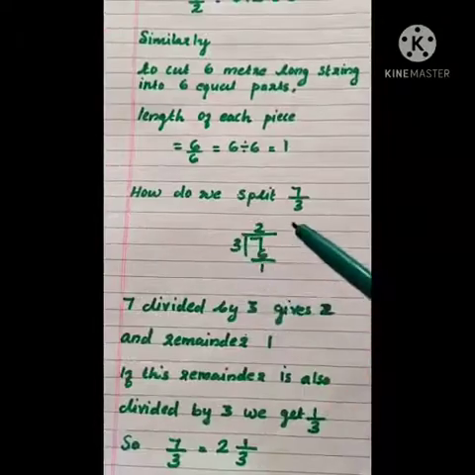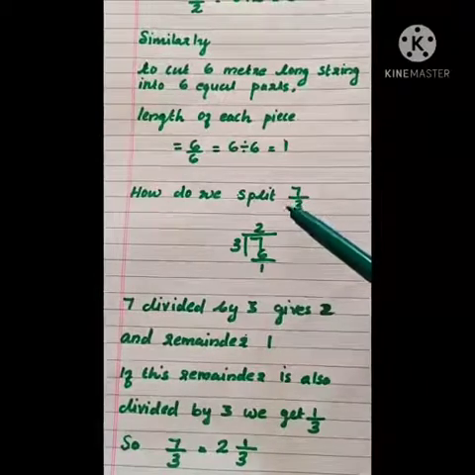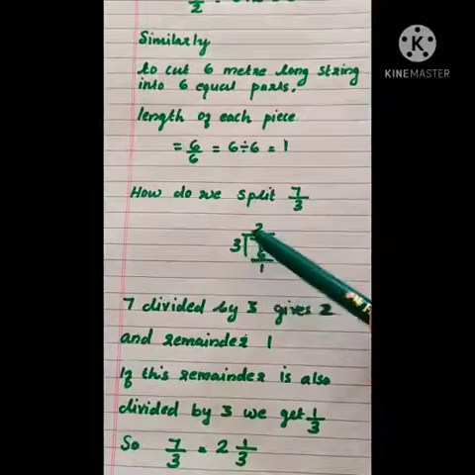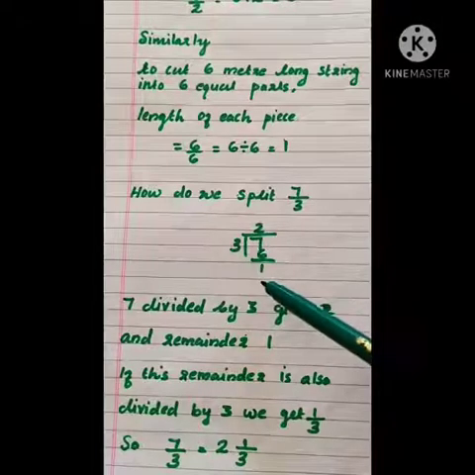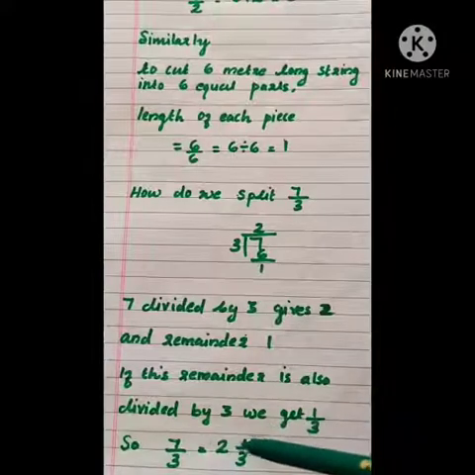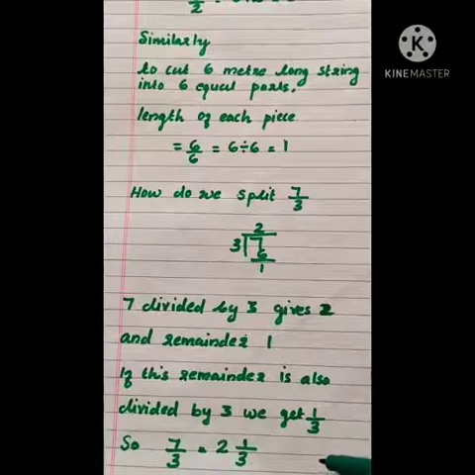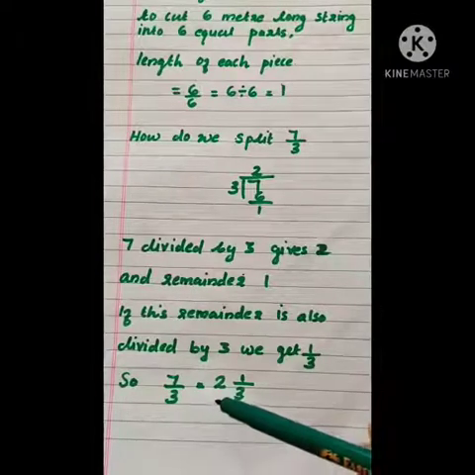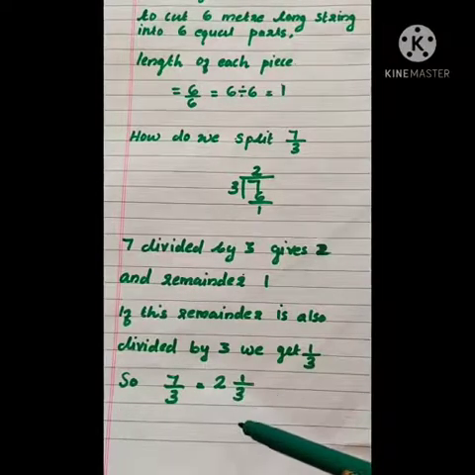How do we split 7 by 3? 7 by 3 means 7 divided by 3. 7 divided by 3 gives 2 and the remainder 1. Again, this remainder is divided by 3, we get 1 by 3. So we can split 7 by 3 as 2 and 1 by 3.